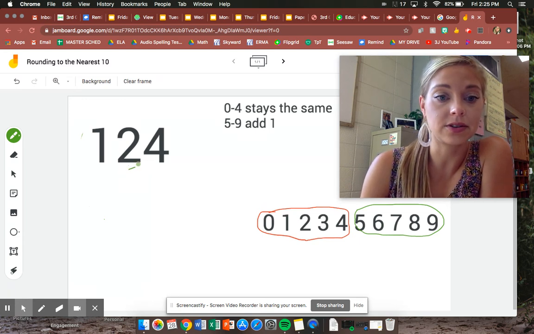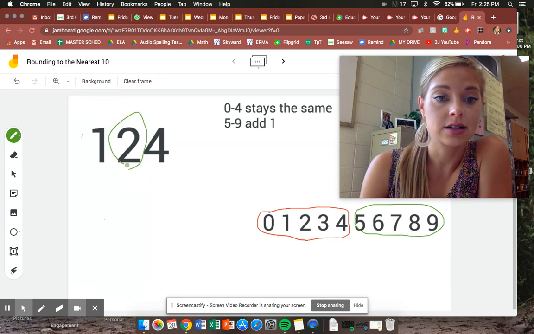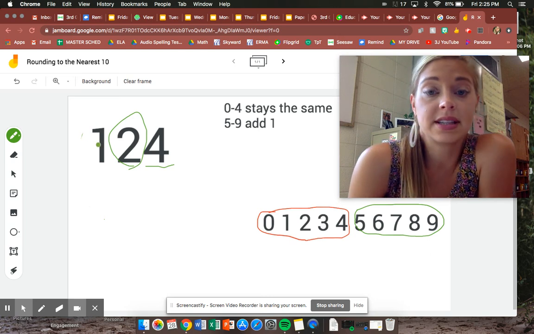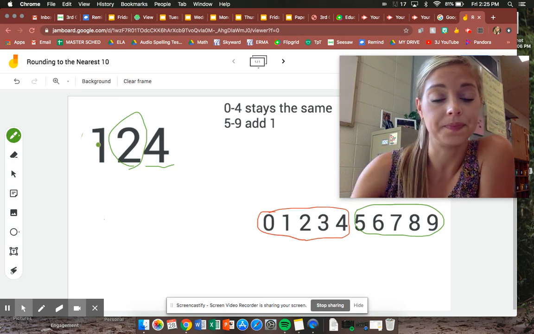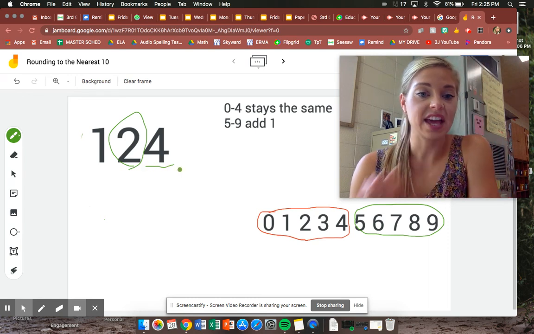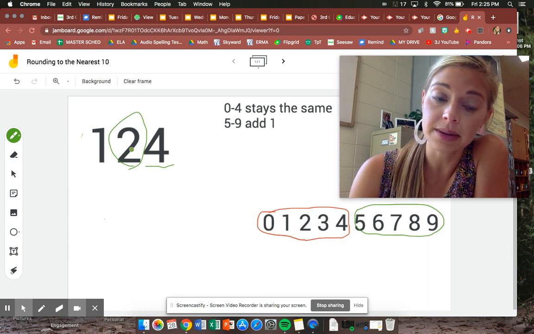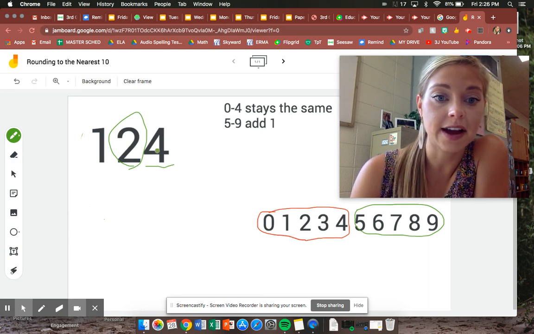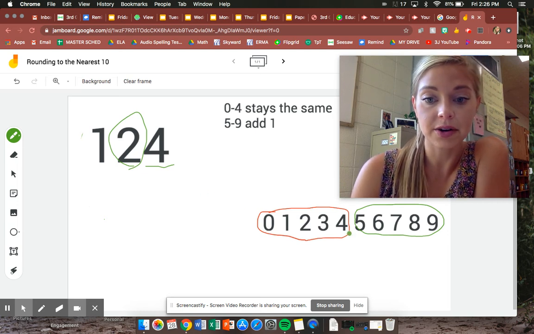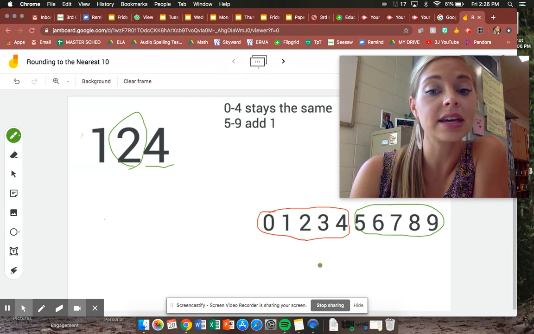So we're going to circle that digit, move to the right, and underline it. Notice we don't do anything to the 1, okay? The 1 is just going to be the same all throughout this problem. So we move to the right and underline the 4. If this number is 0 through 4, then the circled number stays the same. If this number is 5 through 9, then we add 1 to the circled number. So is 4 in between 0 through 4, or is it in between 5 through 9? If you are thinking that it is in between 0 through 4, you are correct.